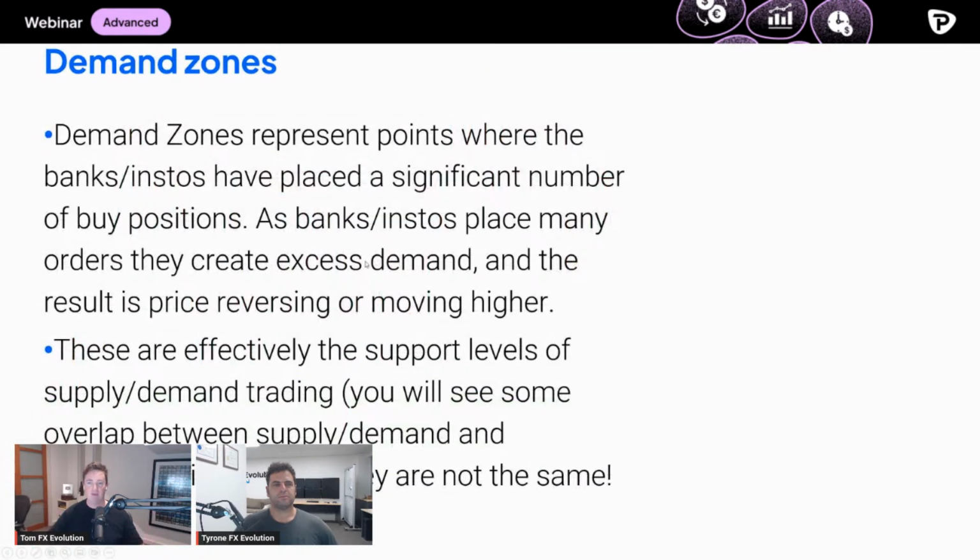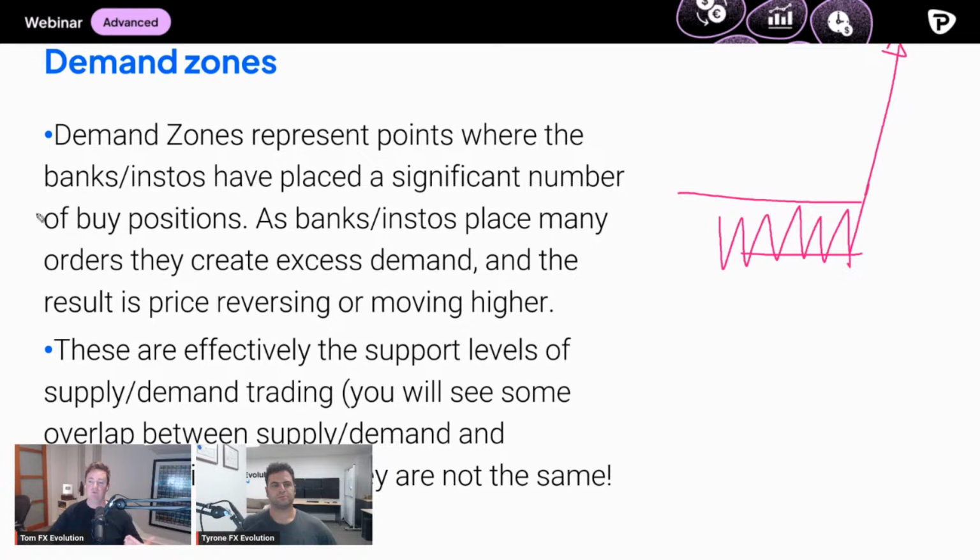So let's talk about demand side. Demand zones represent points where the banks and institutions have placed significant numbers of buy positions. So often they'll look something like this. As banks and institutions place these orders, they sometimes create excess, which pushes it through that top end. And we've used these examples before. And this results in price reversing or moving higher. So effectively, this is something that often does occur when it comes to market creation.